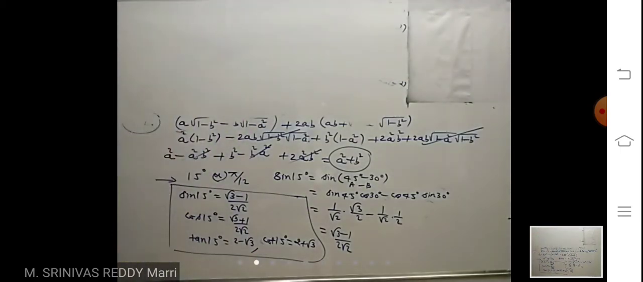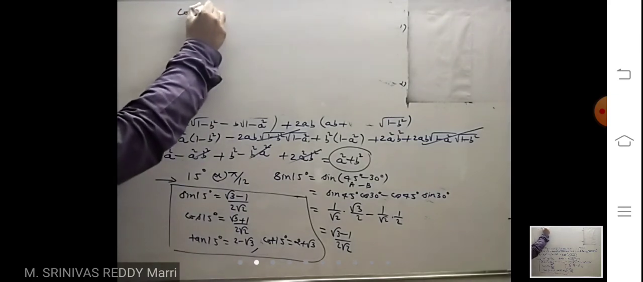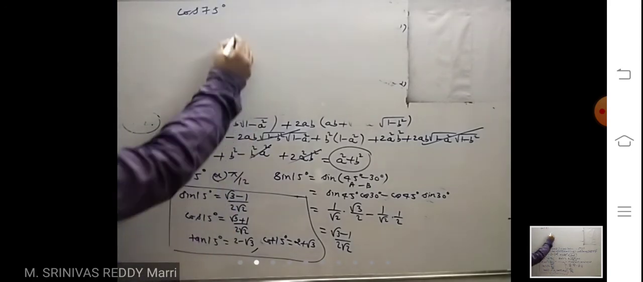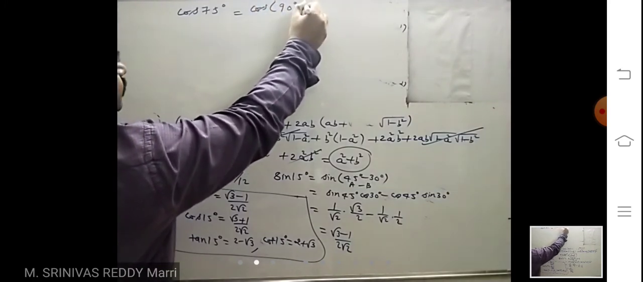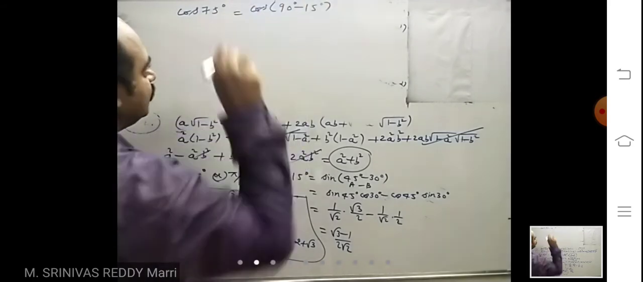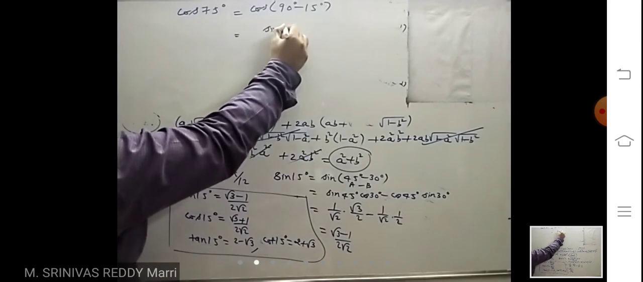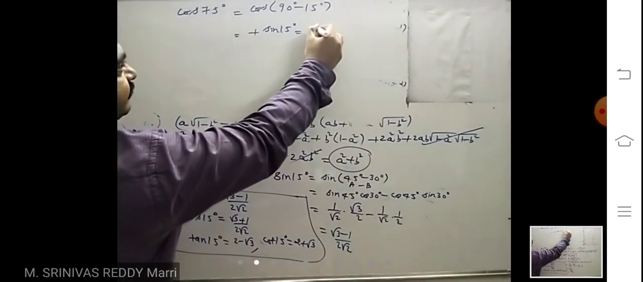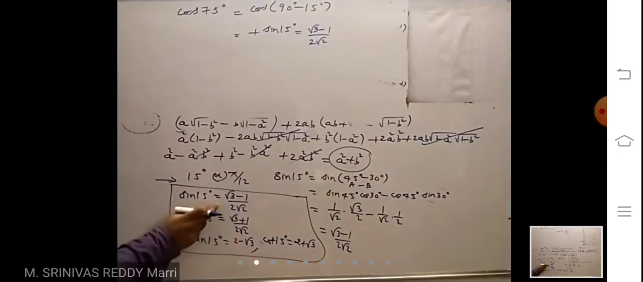Look at some more angles. Suppose you want to calculate cos 75 degree. Whenever 75 degree is there, if you remember 15 degree, you can write it as 90 minus 15. Cos of 90 minus 15 is nothing but sine 15 in the first quadrant, so it is plus sine 15. What is that value? Root 3 minus 1 divided by 2 root 2. Like that, you can calculate every 75 value.